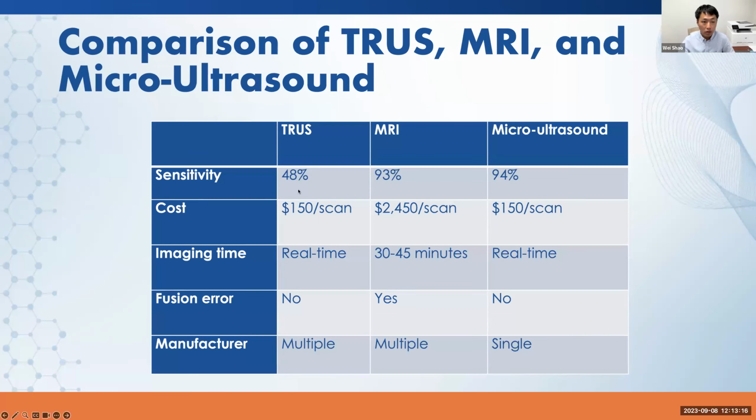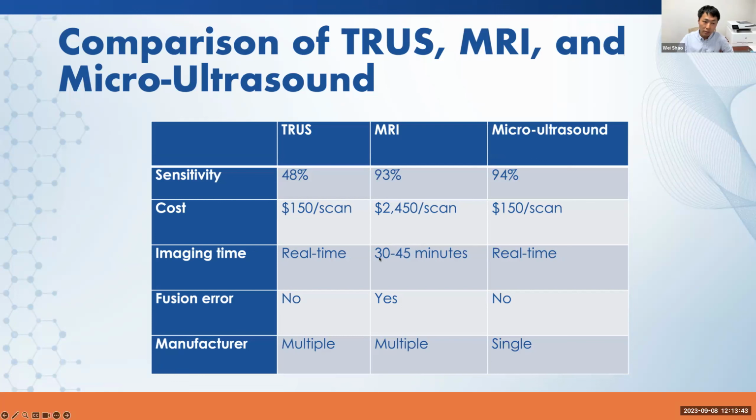So as we know, the conventional ultrasound has a low sensitivity. That's because there's no way to distinguish cancer from normal tissues on this transrectal ultrasound. MRI and the micro-ultrasound are both very sensitive, with a much higher cancer detection rate compared to conventional ultrasound. But the cost of conventional ultrasound and the micro-ultrasound are low, but MRI has a really high cost.